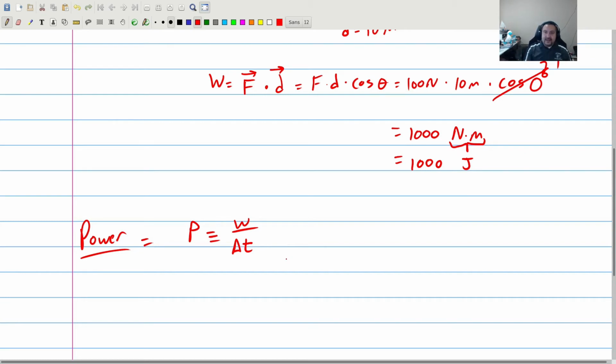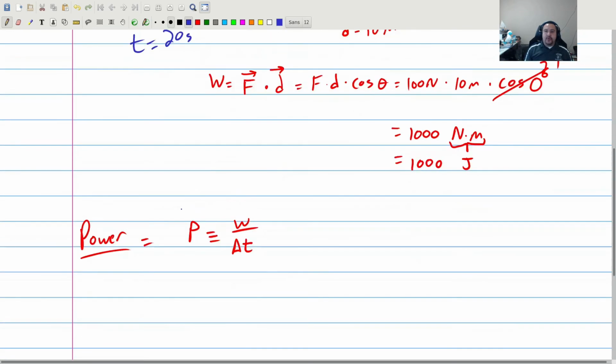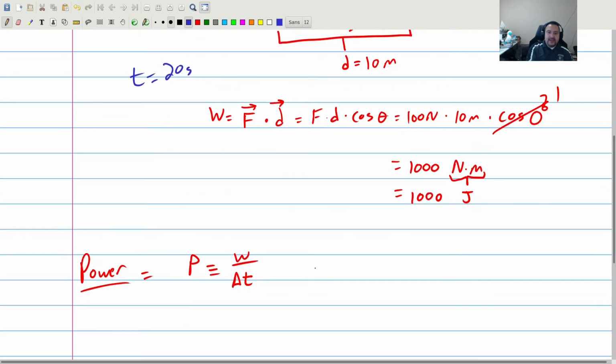So for example, let's say in this problem here, we did this whole process. The time was, let's say it took us 20 seconds in order to do this. Well, we already know the amount of work we did was 1,000 joules. So this is going to be 1,000 joules divided by a time of 20 seconds. I think that's 50, right? Because 100 divided by 2 is 50.